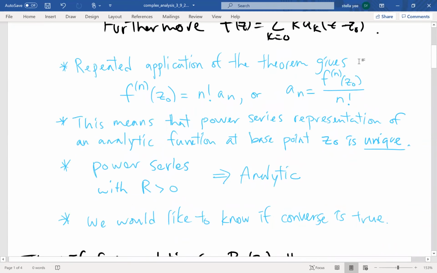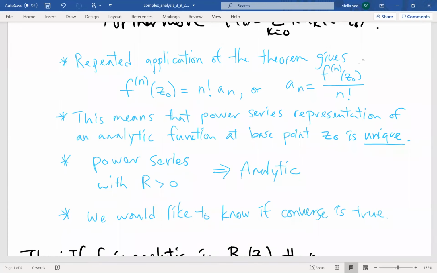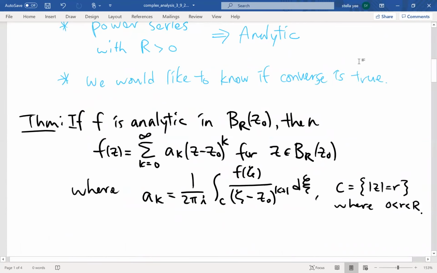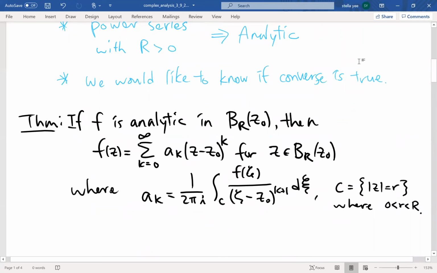Okay. All right. So we've shown that a power series has to be an analytic function. What we'll talk about in this lecture is that this could go the other way as well. If you have an analytic function, then it could be written as a power series. That's what we'll try to prove. Okay, so this is the more precise statement.